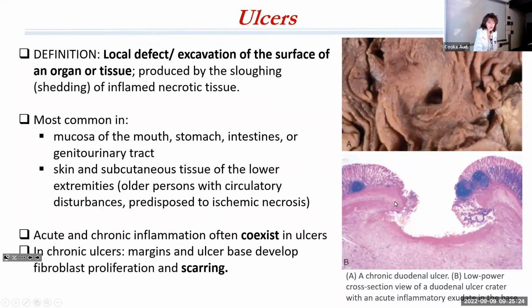Now, what do we see microscopically? We can see acute and chronic inflammation, which most of the time coexist in ulcers. The more chronic the ulcer is, the more you will see scarring, this fibroblast proliferation here at the edges of the ulcer and in the base of the ulcer. You may also see some inflammatory infiltrate, as I said, depending on the age of the ulcer.